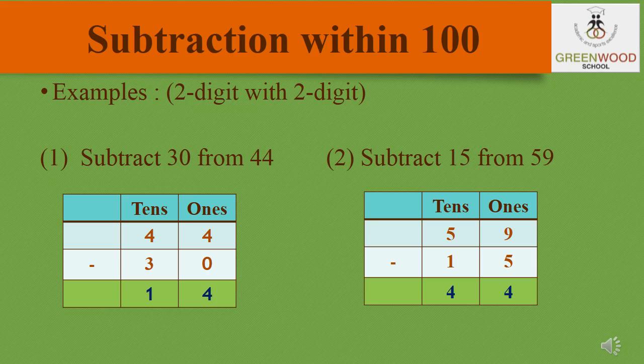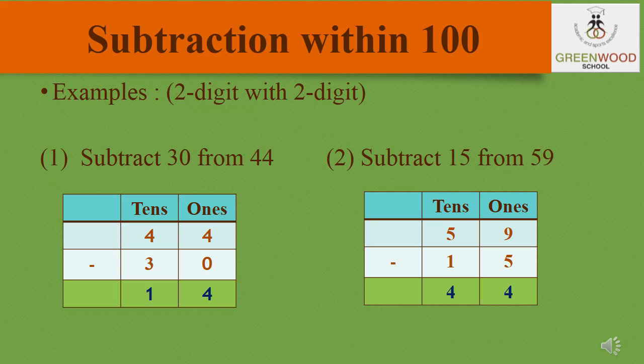Examples. First, a 2-digit with 2-digit. Subtract 30 from 44. Now here 44 will be written first because it is the bigger number. From 44 we need to take 30 out. So just like addition, subtraction also starts from ones place. So from 4 we'll take the 0. 0 means nothing. So from 4 we are taking nothing. So simply 4 will come.